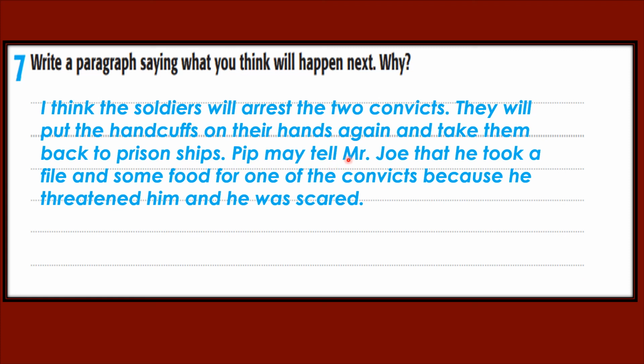Pip may tell Mr. Joe that he took a file and some food for one of the convicts because he threatened him and he was scared. Pip ممكن يعني يقول لمستر جو انه اخذ فايل اللي هو المبرد وبعض الاكل لواحد من الاثنين اللي هم المساجين اللي هاربين لانه هدده وهو كان خايف.